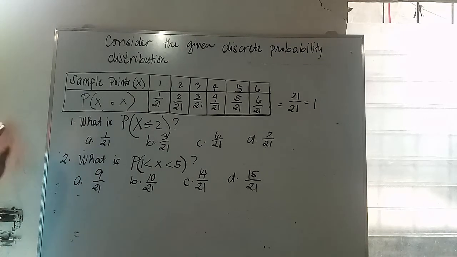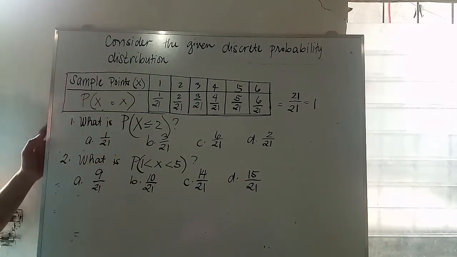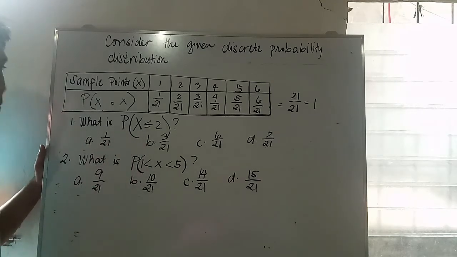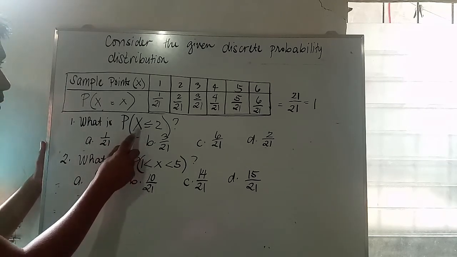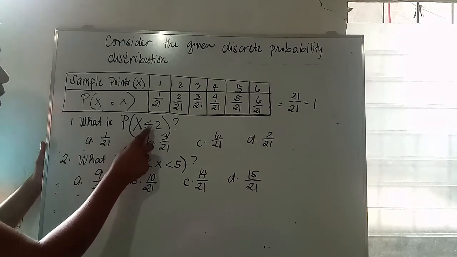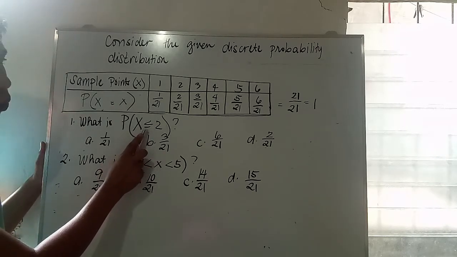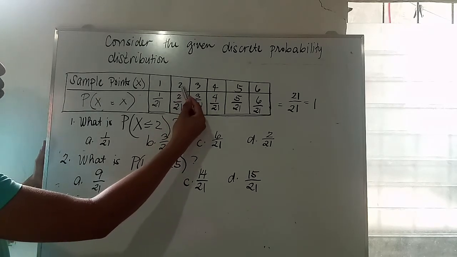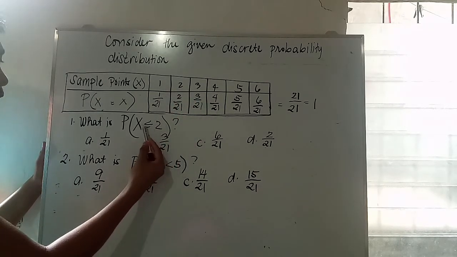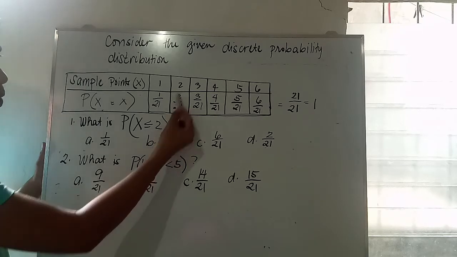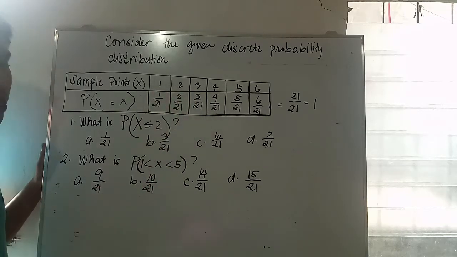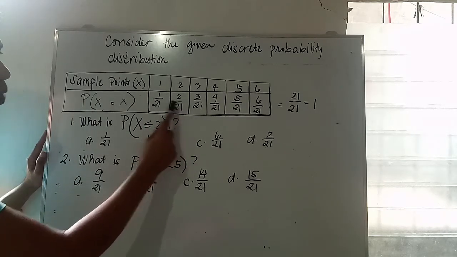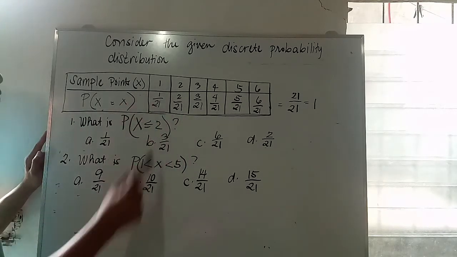Okay? So suppose, for example, for number 1, what is the probability of our variable x, which is less than or equal to 2? So we have here the probability of 2 and 1, meaning x which is less than or equal to 2, meaning we have 2 and 1. So what is the probability of having 2? That is 2 over 21, and the probability of having 1 is equal to 1 over 21.